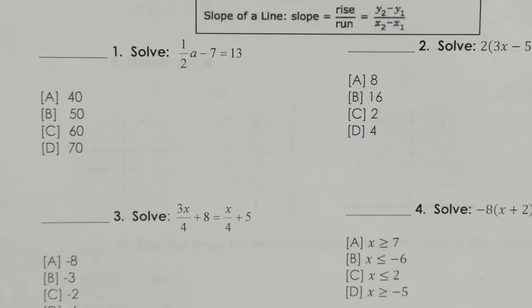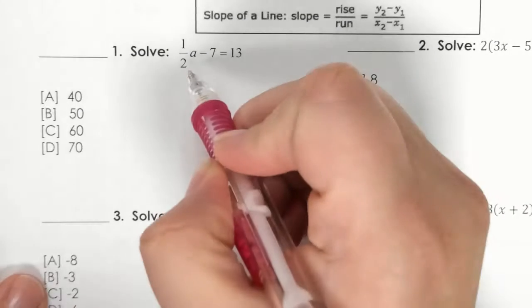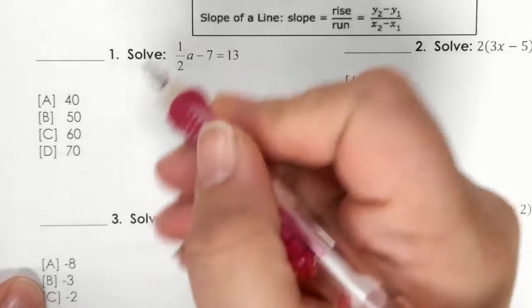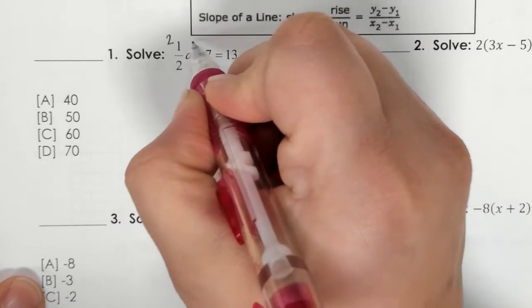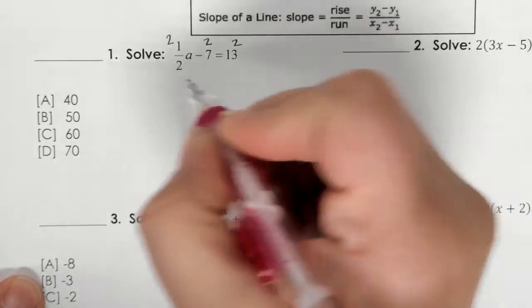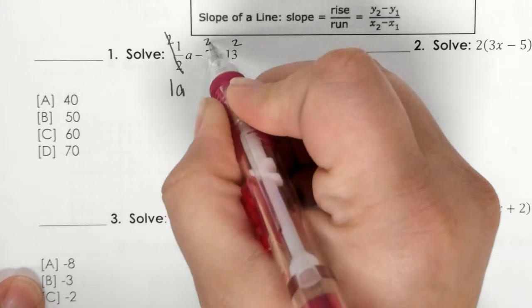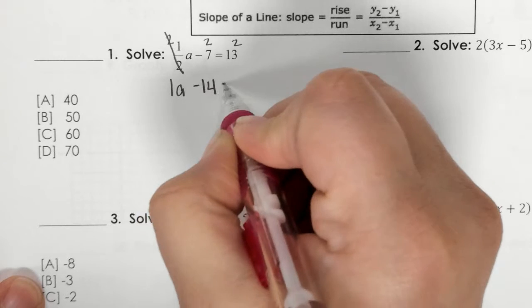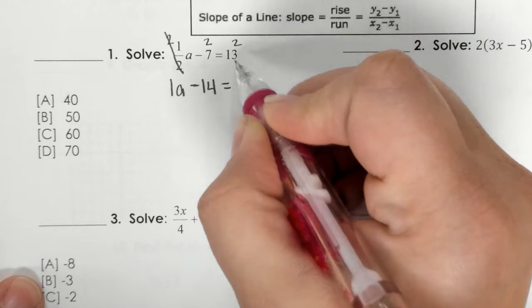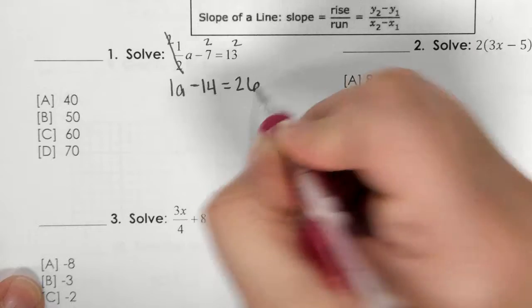For number 1 of the multiple choice section, we want to clear our fraction. So our denominator is a 2, so we're going to multiply every term by 2. And we see that these 2's will cancel out, leaving us with 1a. We multiply, we get negative 14, and we multiply again, and we get 26.